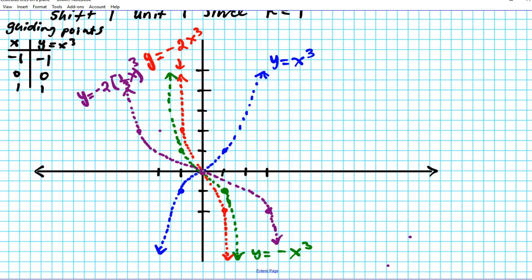So if you take the center, 1 unit up, 2 units to the right, 1, 2, that takes you right here. And then this point, 1 unit up, 2 units to the right, 1, 2, that takes you right here. And then this point right here, 1 unit up, 2 units to the right, 1, 2, that takes you right here. Okay, so this is what the final answer looks like.